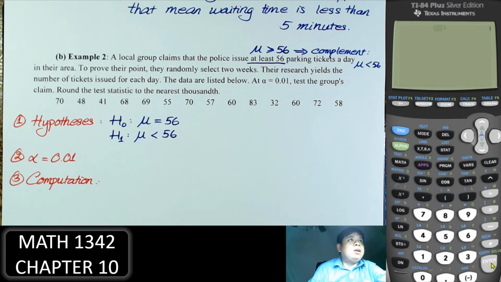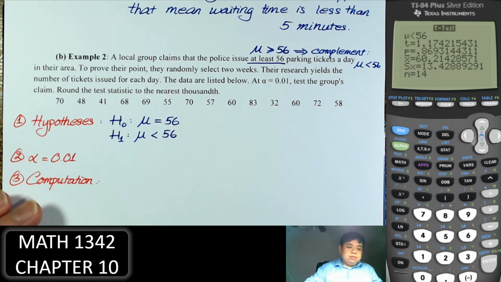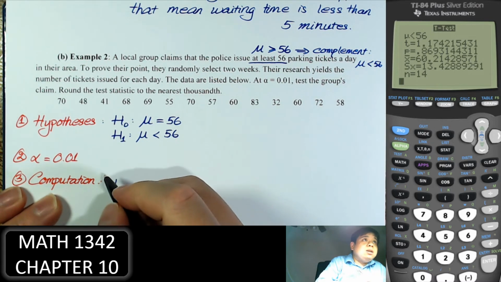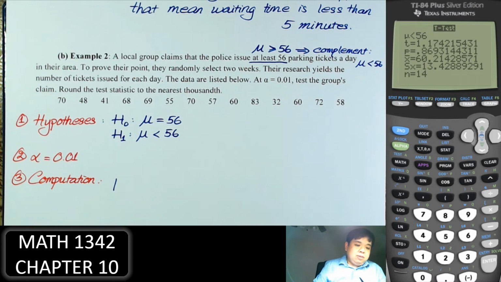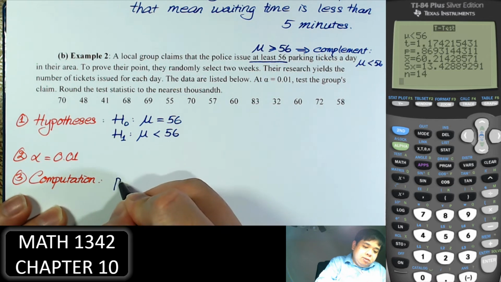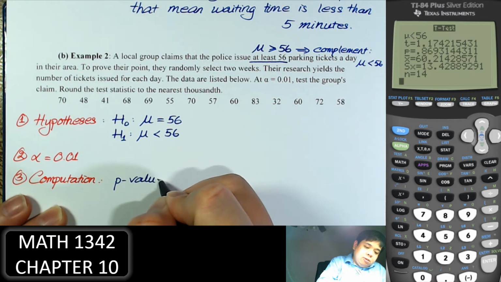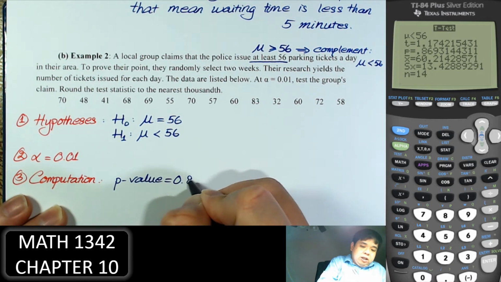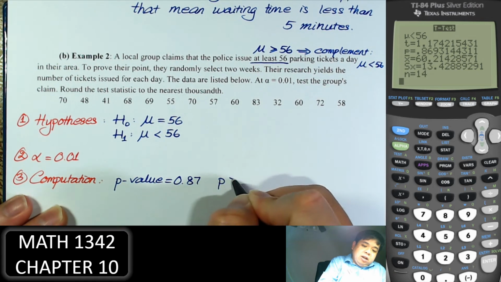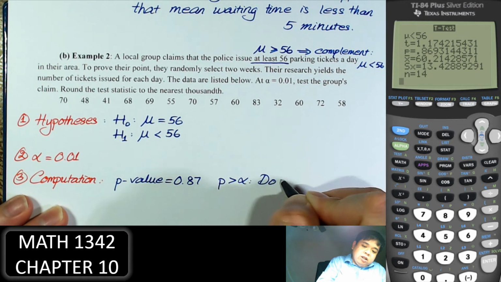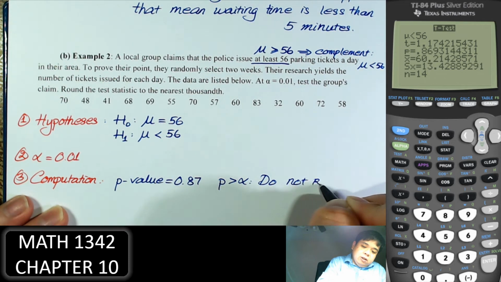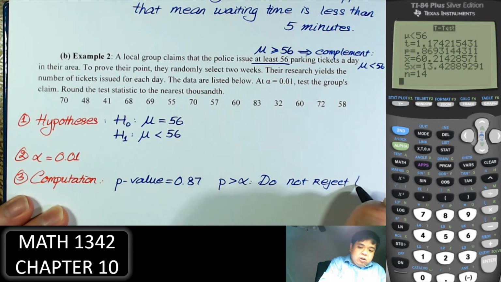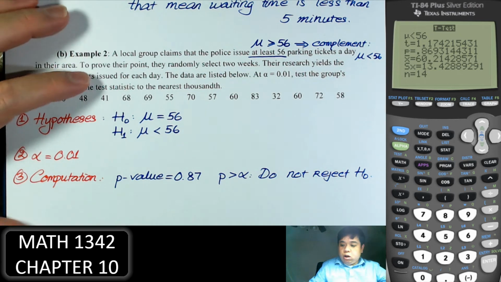Right. Calculate. So that calculates the mean and standard deviation, everything here. So the p-value here is 0.87. P is bigger than alpha, so do not reject the null hypothesis. So I go to the conclusion.